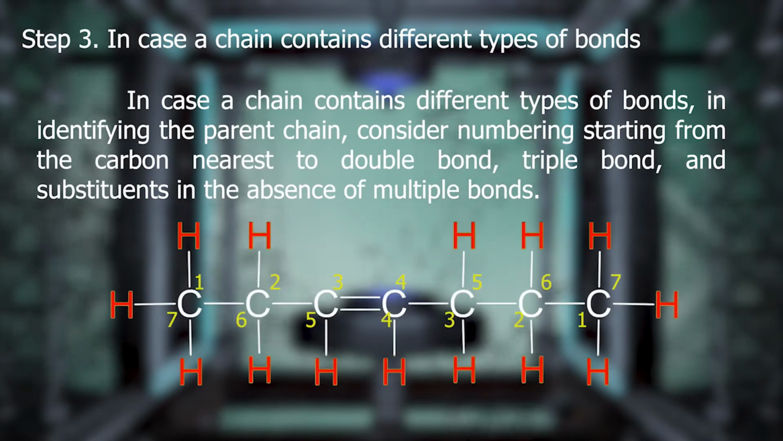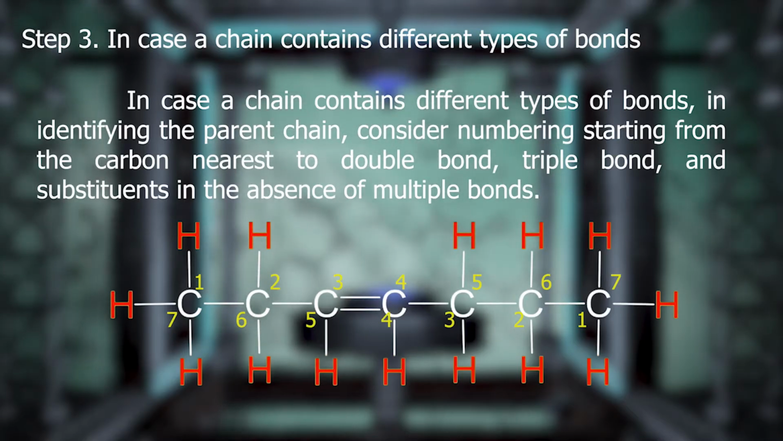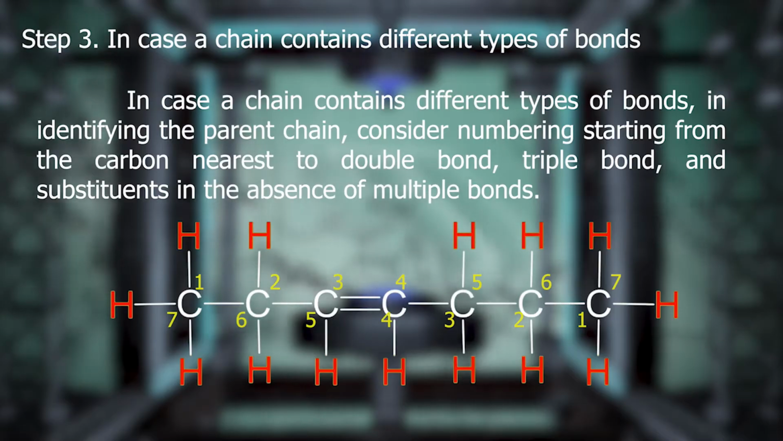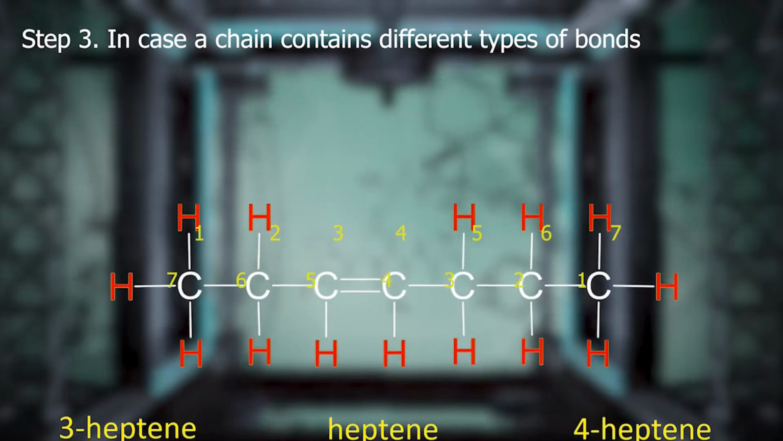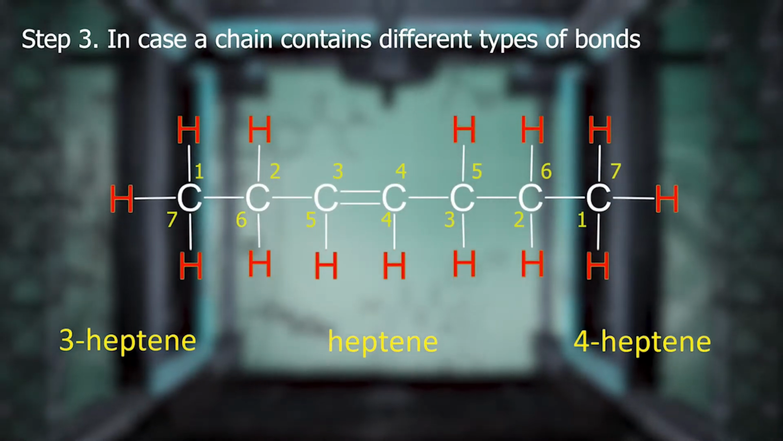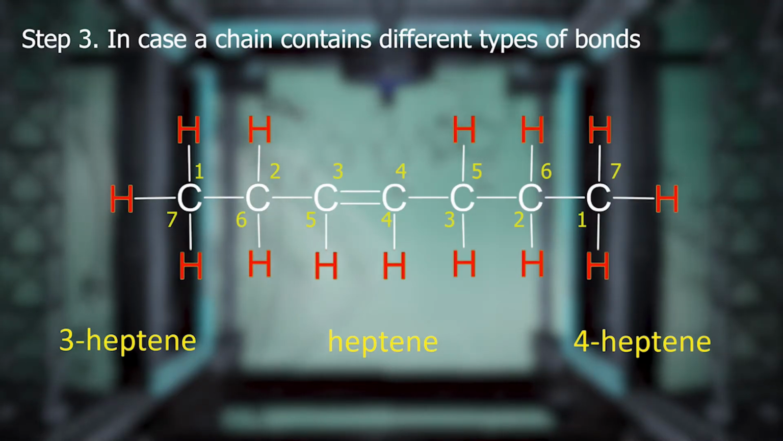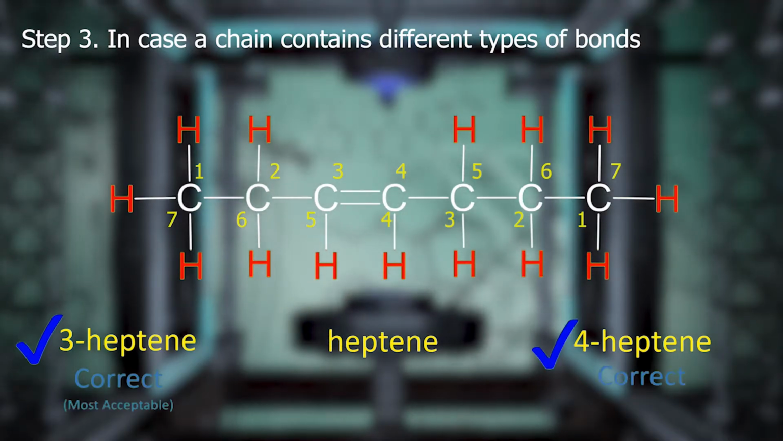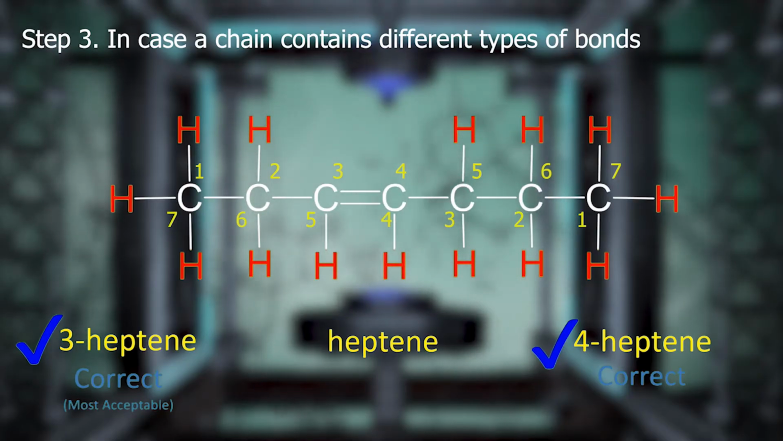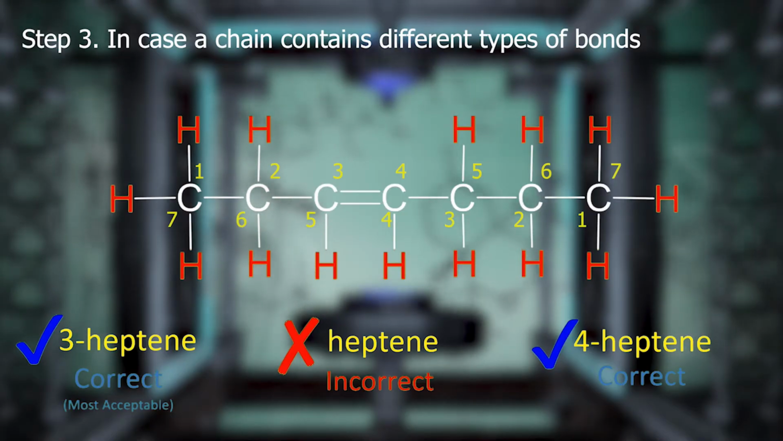Step 3. In case a chain contains different types of bonds, in identifying the parent chain, consider numbering starting from the carbon nearest to the double bond, triple bond, and substituents in the absence of multiple bonds. Multiple bonds must be indicated before the name of the parent chain. A dash is used to separate a number from a word. Therefore, the name of the compound above is 3-heptene. 4-heptene is still correct, but we prefer the one with the nearest carbon containing the double bond, which is carbon number 3.